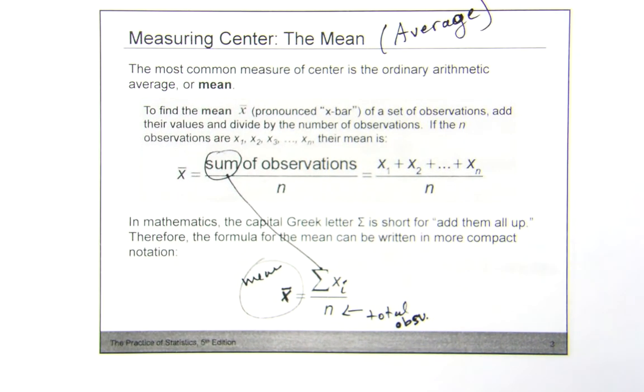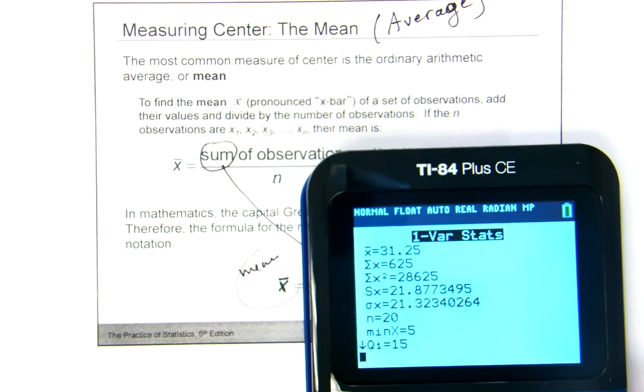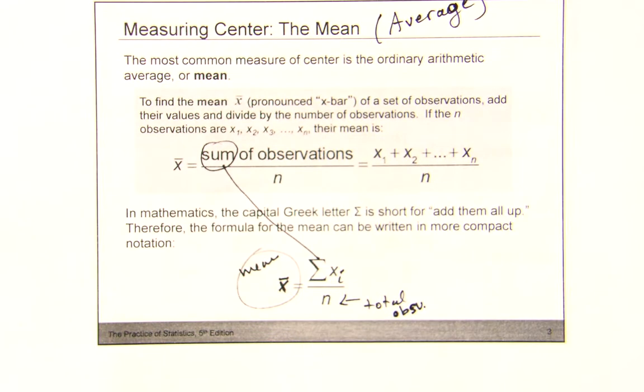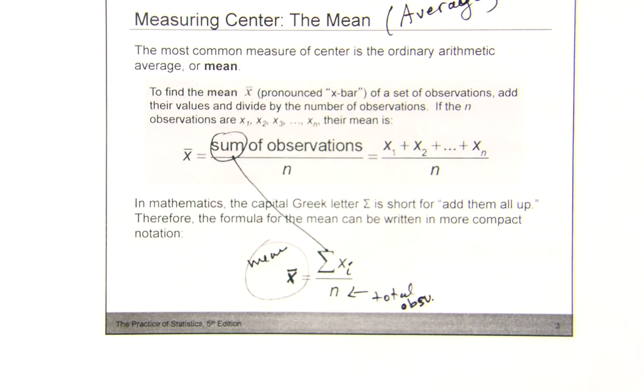If I can do it really quickly, I will show you hopefully in 5 seconds. Let me see if it comes out really quickly. Does it? Yep. Okay, there you go. On a calculator, I'll show you how to get this a little later. It's x bar and 31.25. So the mean for whatever data set I had is going to be 31.25. The other stuff, I'll explain what that is later. All right, so that's the average or the mean.